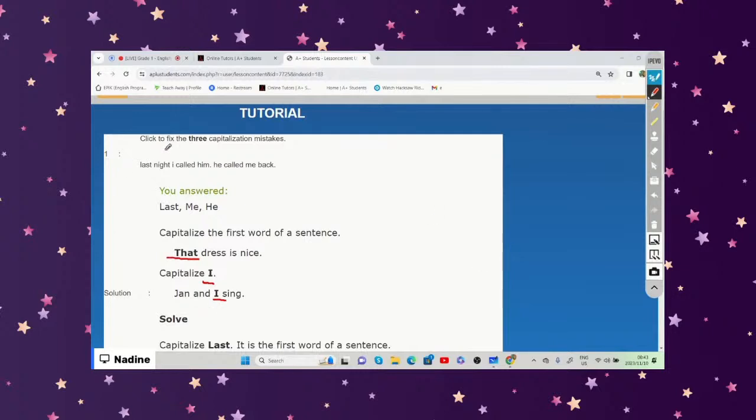So we need to fix the three capitalization mistakes. So we're going to start with last night because it's the start of a sentence, I, and then he. So these are our capitalization mistakes, the three that we have to correct. So remember we said the start of a sentence is capitalized, so last night.